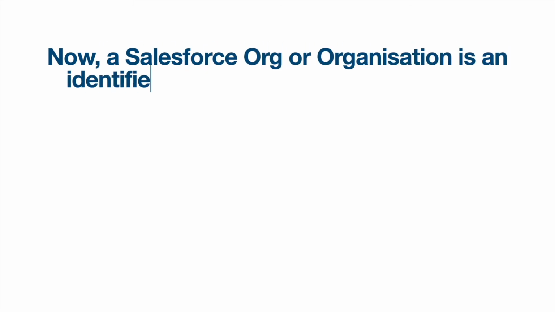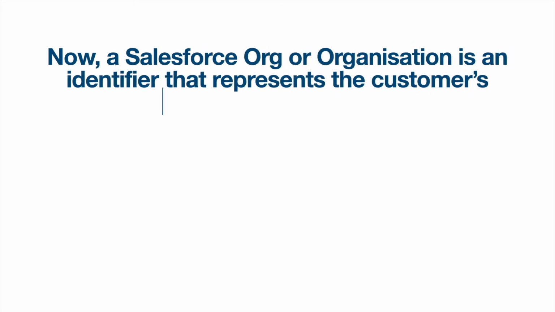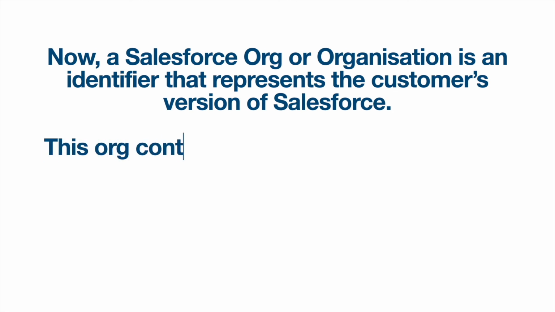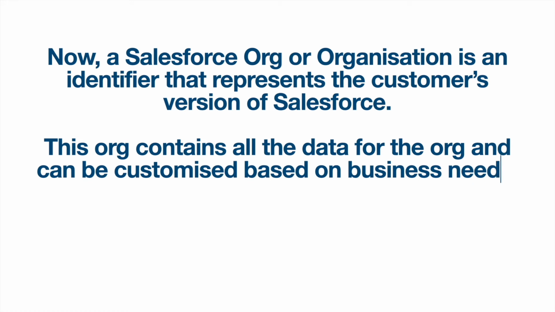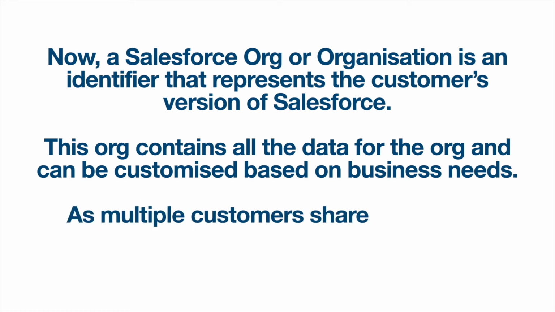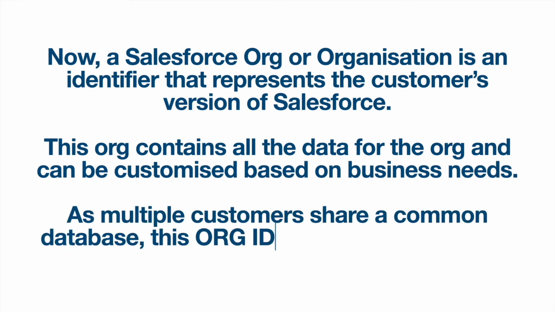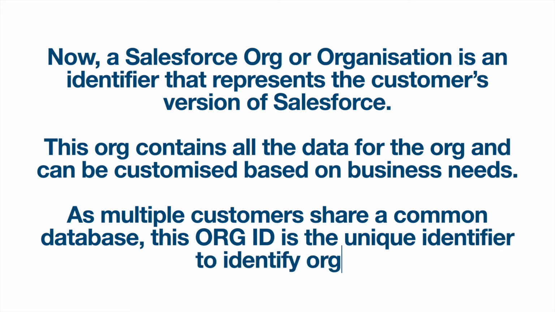Now, a Salesforce org or organization is an identifier that represents the customer's version of Salesforce. Now, this is what the customer or the end user actually sees, their version of it. Now, this org contains all the data for the org and can be customized based on specific business needs. As multiple customers share a common database, this org ID is the unique identifier to identify orgs, right? And this can be found on the company information section.